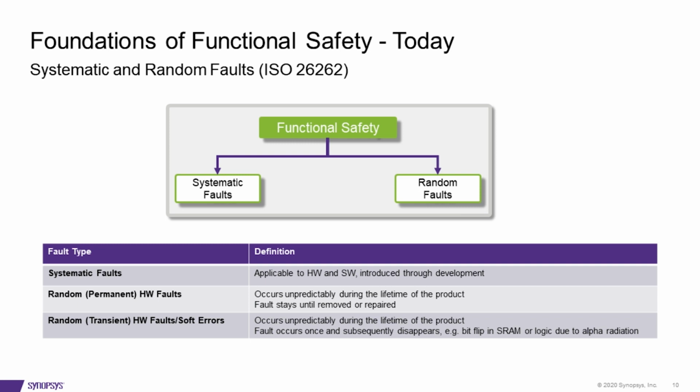And so basically, in order to build systems that can prevent those, you really need to address both types of random faults and make sure that you're designing mechanisms into your SoC that are going to minimize the potential impact of those kinds of random faults.